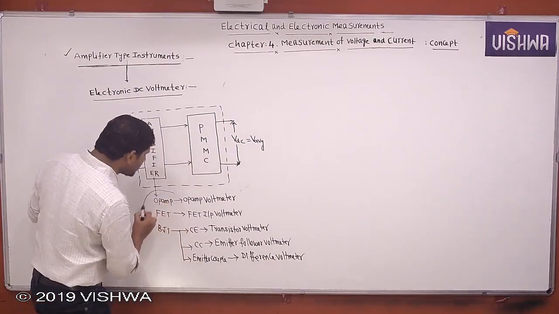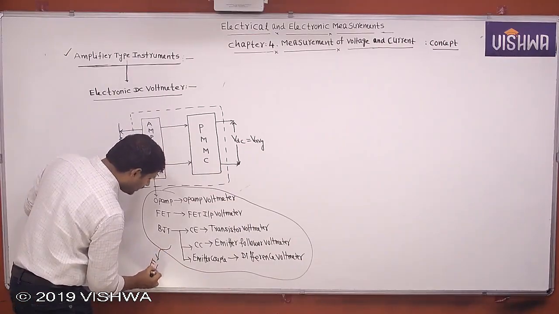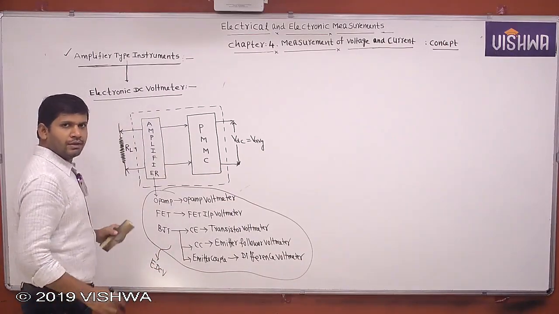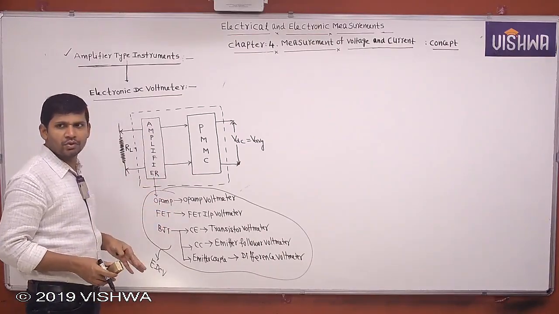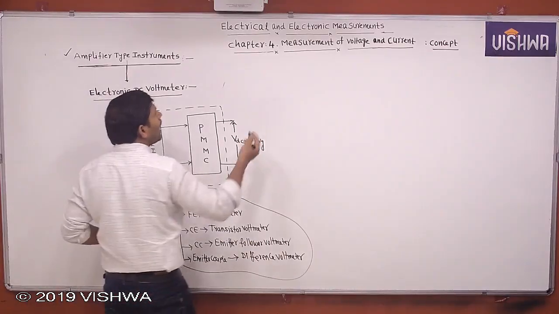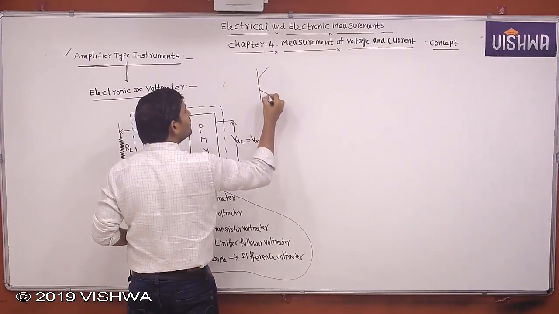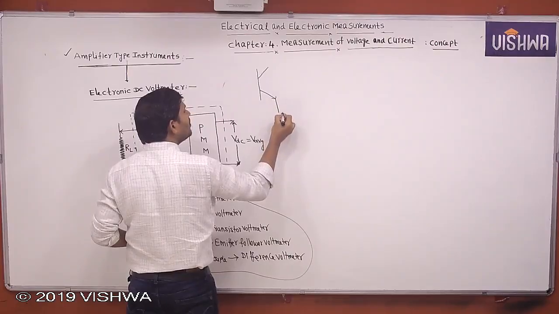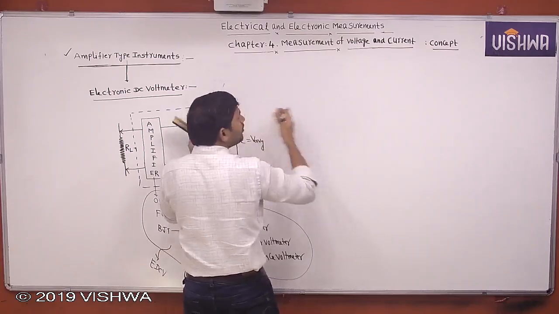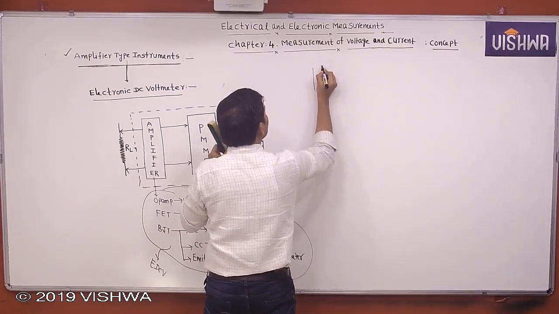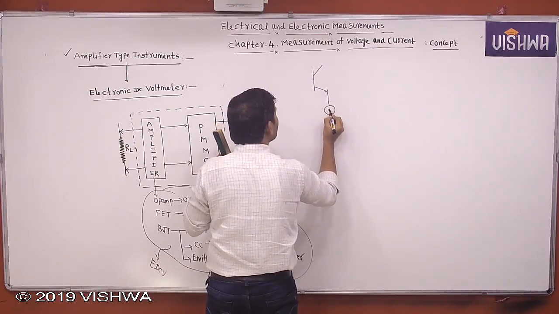But point to remember, all these voltmeters are electronic DC voltmeters only. Based on the type of amplifier we are using, we can design different types of electronic DC voltmeter. For example, I am using BJT as an amplifier in CE configuration like this. The output of this amplifier is given to PMMC.